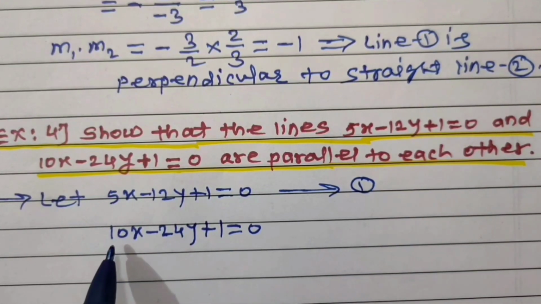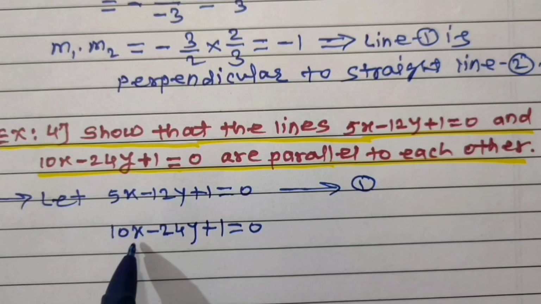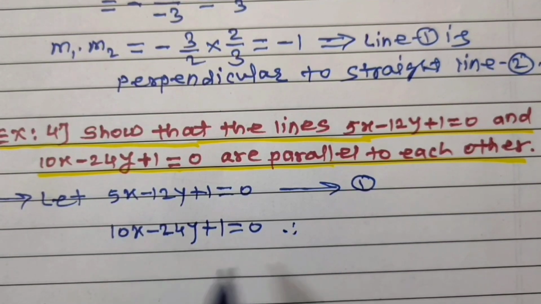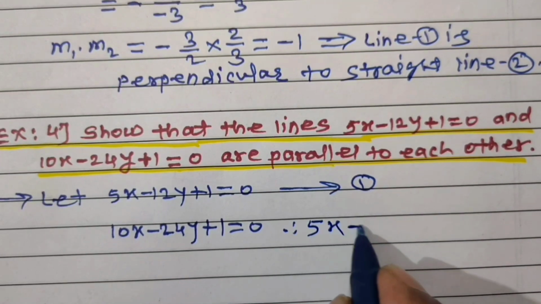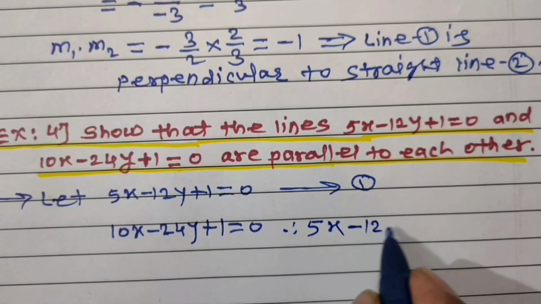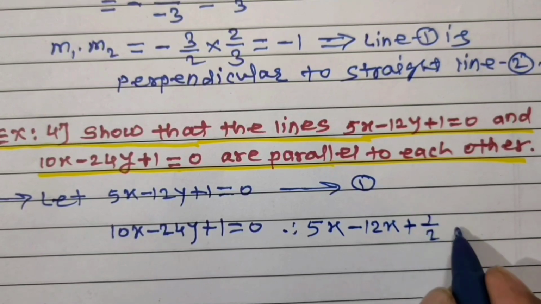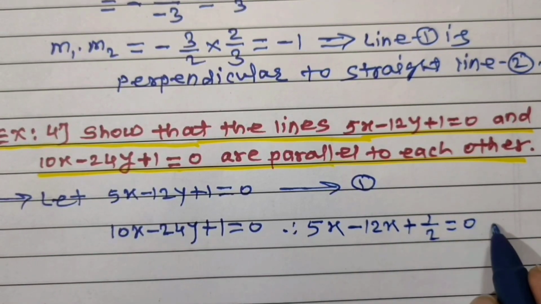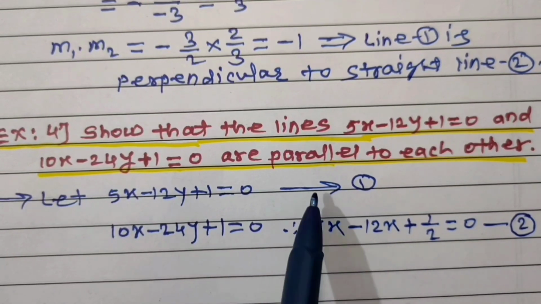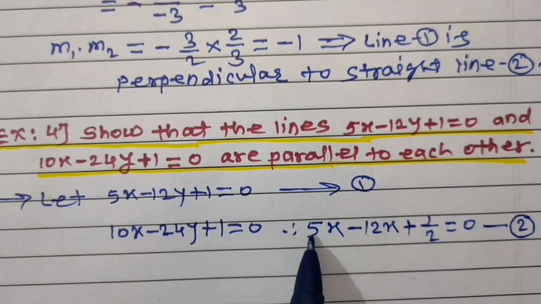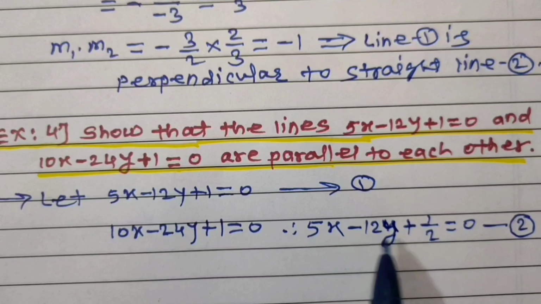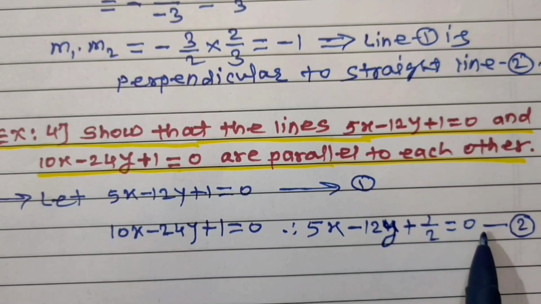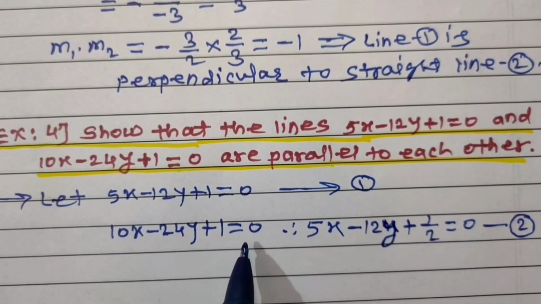Here in this line, divide both sides by 2. Then this equation becomes 10 upon 2, 5x minus 24 upon 2, 12y plus 1 upon 2 is equal to 0. And consider this is line 2. In line 1 and in line 2, coefficient of x is 5 here and here also 5. So second line is 5x minus 12y plus half is equal to 0, dividing both sides of this equation by 2.